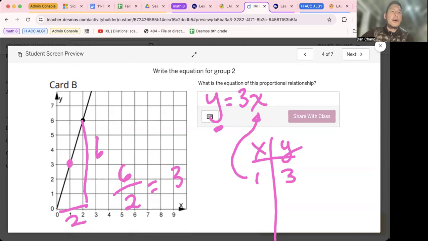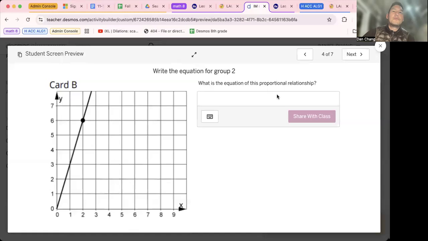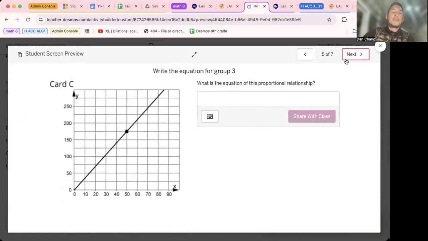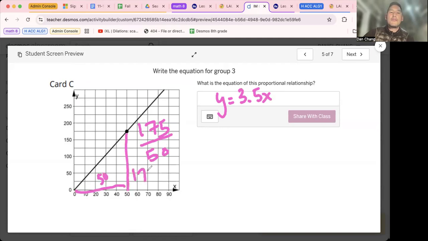All right, then let's move on yet again. Card C, this is y equals 3.5x. Again, you've got 175 divided by 50. That's 50. That's 175. Vertical over horizontal gets you 3.5. If you use your calculator, next one, super fast, don't want to take too much of your time.